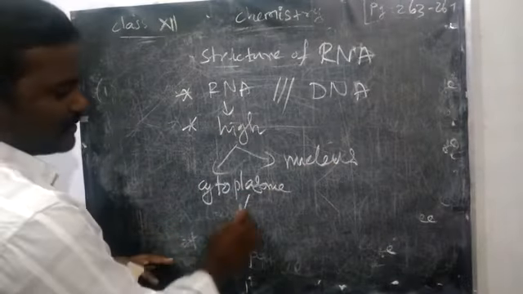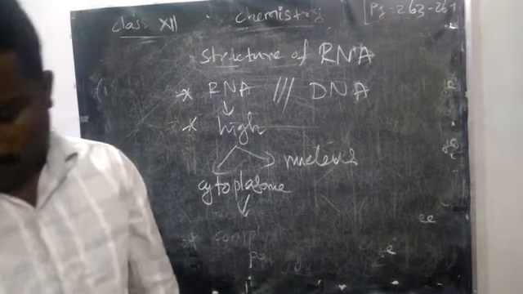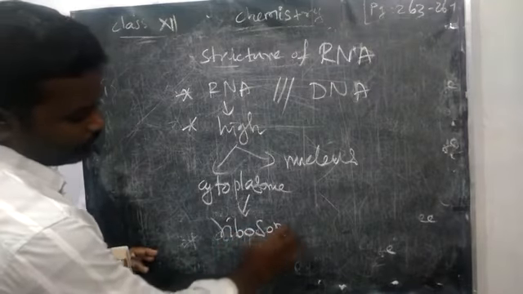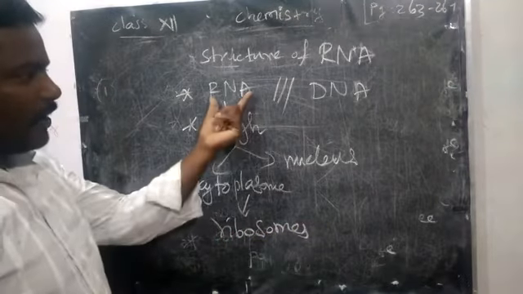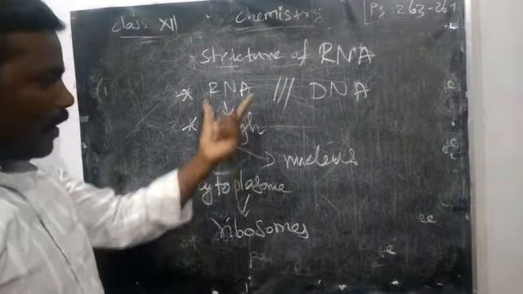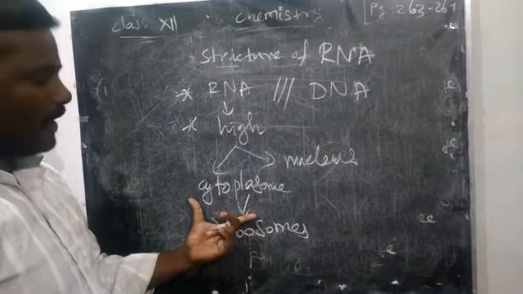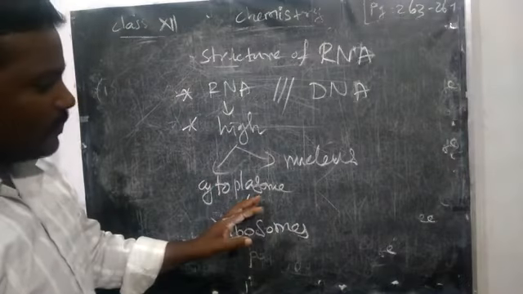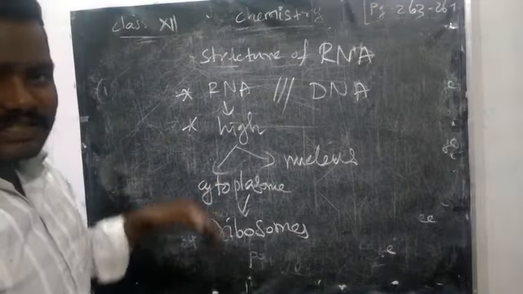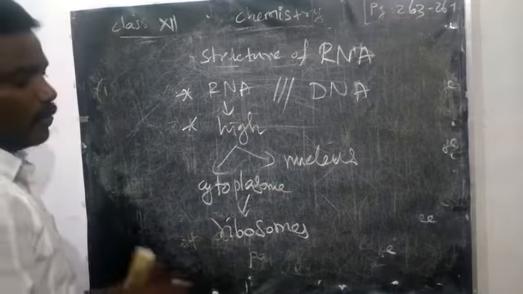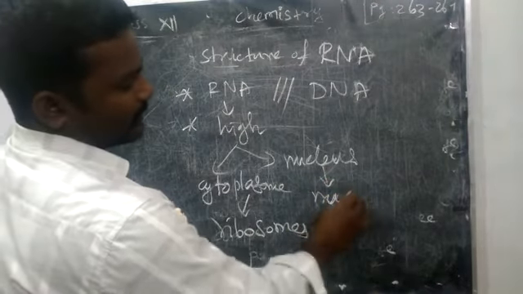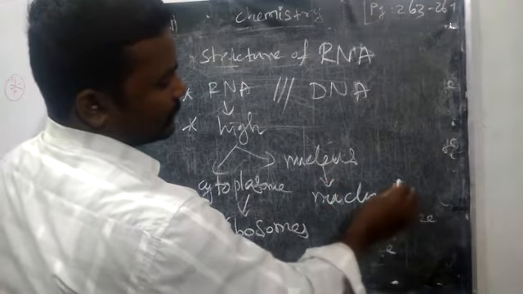In the cytoplasm, what is it present in? Ribosome, right? RNA has a higher quantity than DNA, but a similar structure. But that RNA is found in two places. One is the cytoplasm, another one is the nucleus. In the cytoplasm, it is found in the ribosome. In the nucleus, it is present in the nucleolus. What is that? Nucleolus.